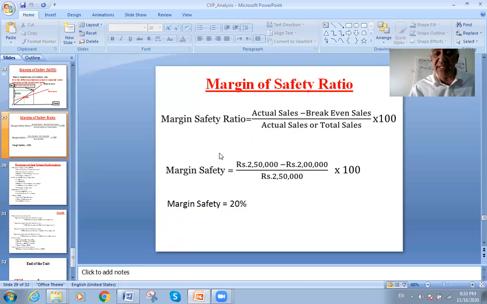Like if I tell you an example, this is an example in front of you here. The actual sales are 250,000. This is the actual sales, and the break-even sales are 200,000. So what you're going to do is say 250,000 minus 200,000, divided by 250,000 again. All this will be multiplied by 100, which will give you a percentage. So it will be 20%.